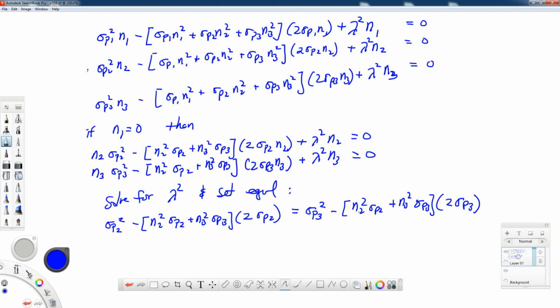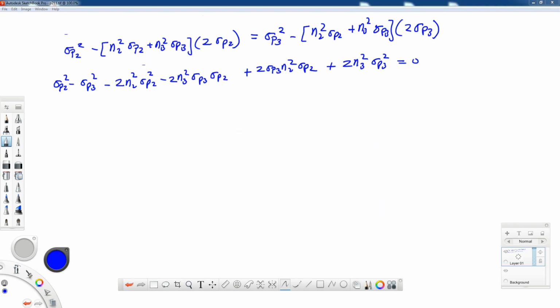Now I'm going to move all the terms on the right-hand side over to the left-hand side. So a little bit of algebra here. I'll pause the video and do the algebra, and you can see the result. Okay, so I want to explain this step before taking the next one. I've just taken all the terms and written them onto the left-hand side and set that expression equals 0. So I have sigma p2 squared minus sigma p3 squared. I have minus the two terms from the left-hand side. And I have a positive on the two terms from the right-hand side.